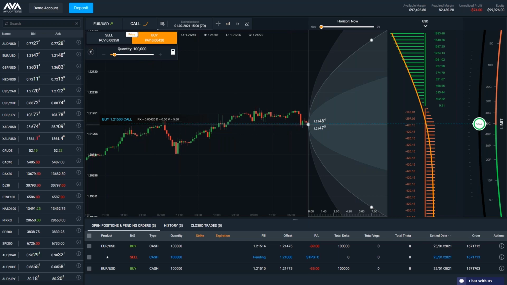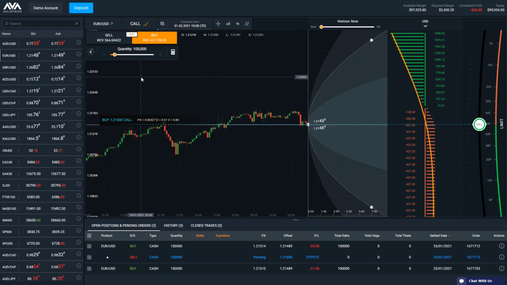You see here in the orange box, buy, you pay 0.0042. That's expressed in the same units as the price of the asset. So Eurodollar is trading at 121.50. This is 0.0042. That means your break even will be the strike of 121.50 plus the 42 pips that you're paying. So your break even would be 121.92, which you see here in the center, right here where we cross from red to green. Sorry, 121.92.